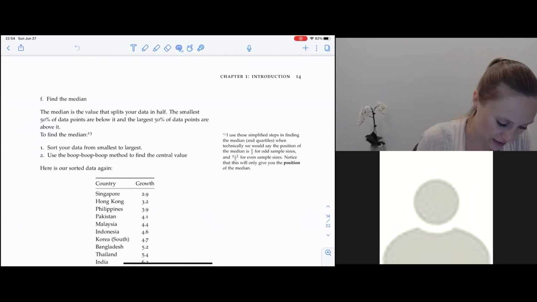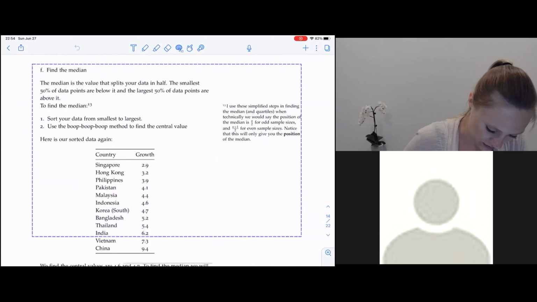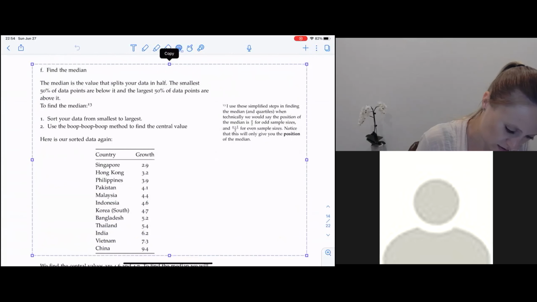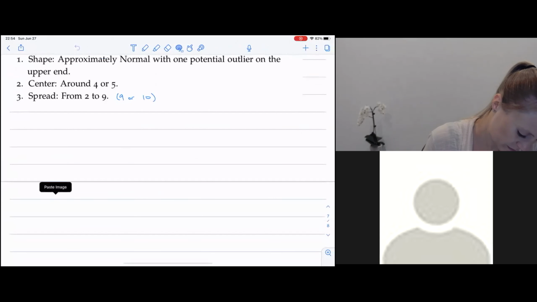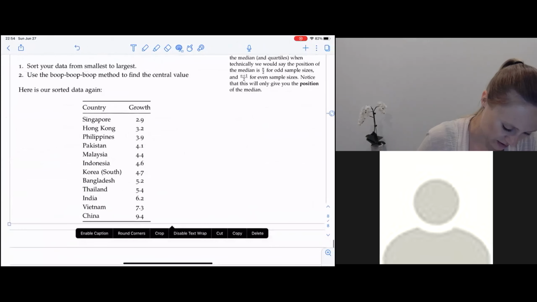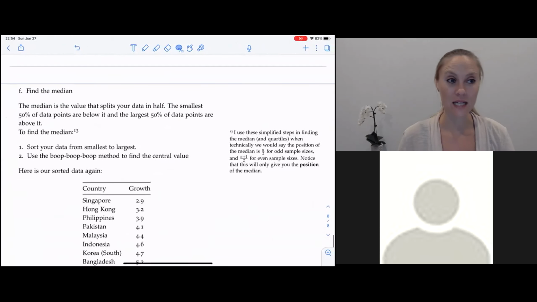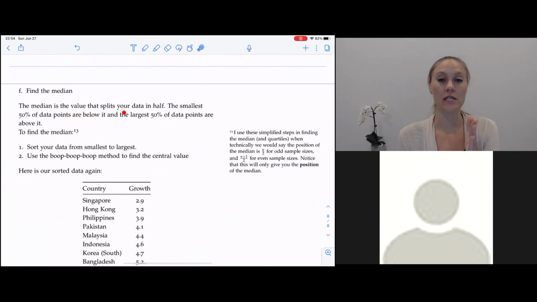Okay, so the next thing we want to do is find the median. I'm just going to grab this here and put it on a fresh page. So finding the median is pretty fun. The median is the value that splits your data in half. Now, it can be a data point, or it might be the average of the middle 2 data points.